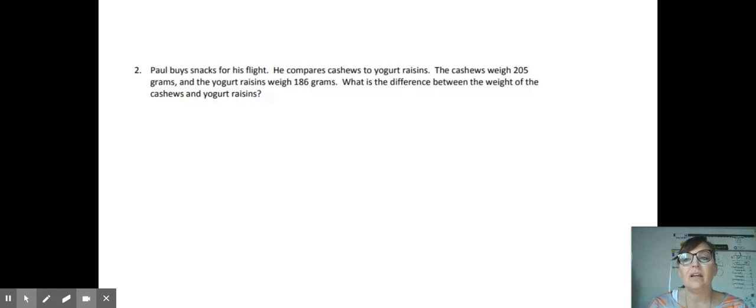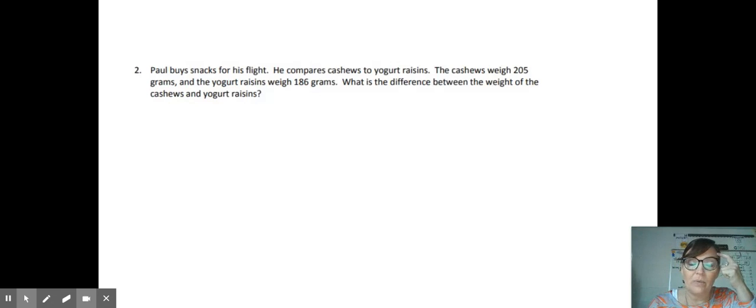Number 2. Paul buys snacks for his flight. He compares cashews to yogurt raisins. The cashews weigh 205 grams, and the yogurt raisins weigh 186 grams. What is the difference between the weight of the cashews and the yogurt raisins?